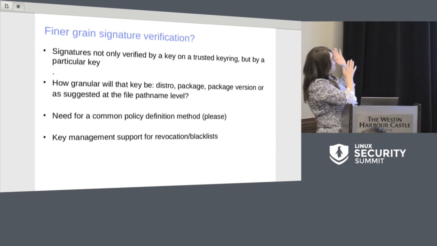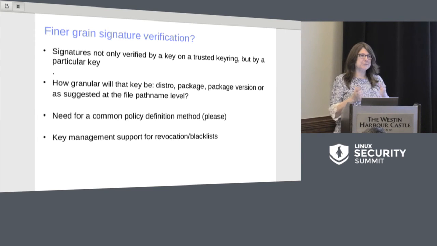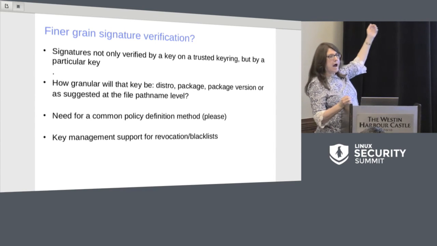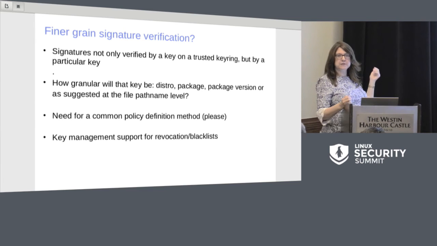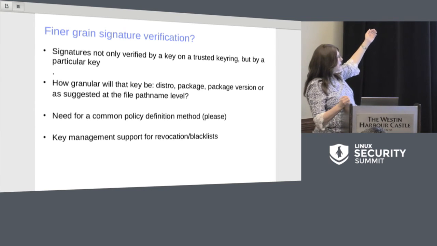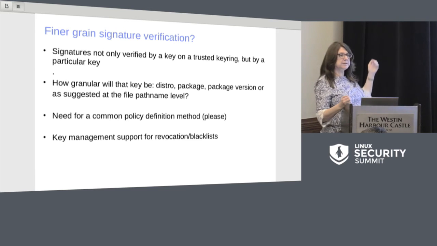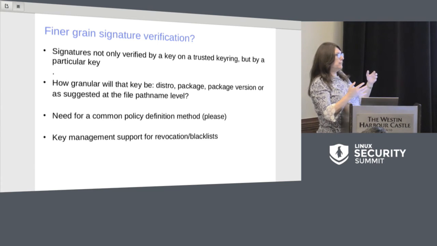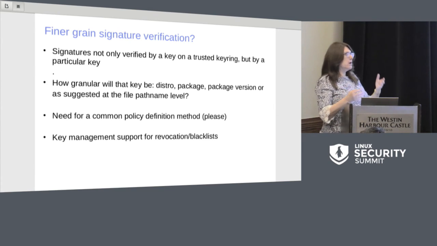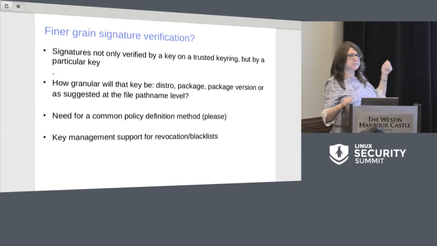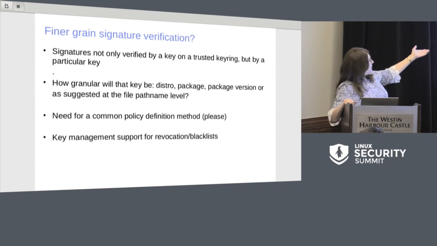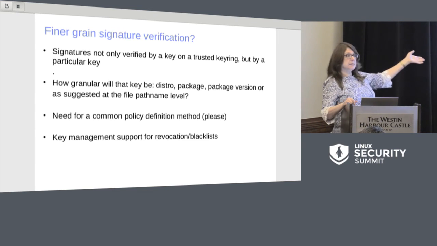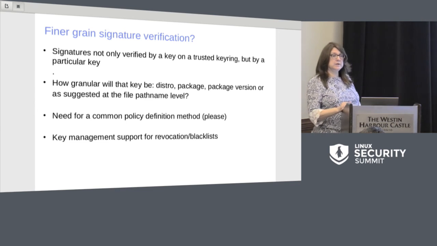So I'm happy that we're getting closer and closer to being able to appraise everything and measure everything. But the next question is, at what level of granularity do we need to support this? The finer the granularity, the less will have to be revoked. If it's at a package level, fewer packages will be affected for revoking if something needs to be replaced. So we definitely need the support we spoke about before for blacklists so that we can revoke keys going forward.